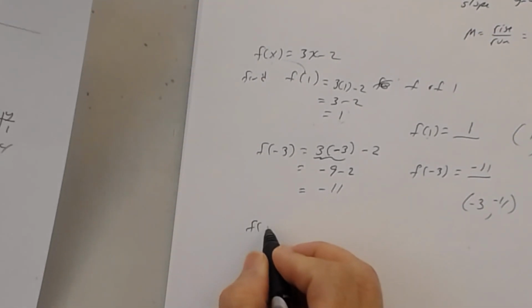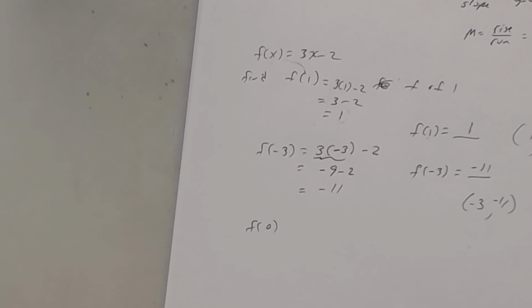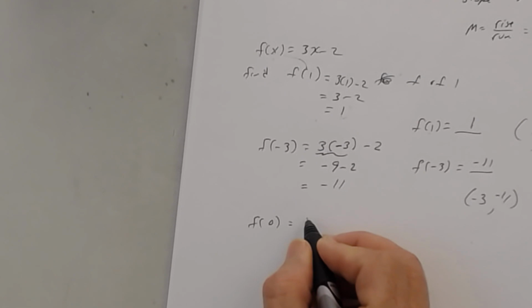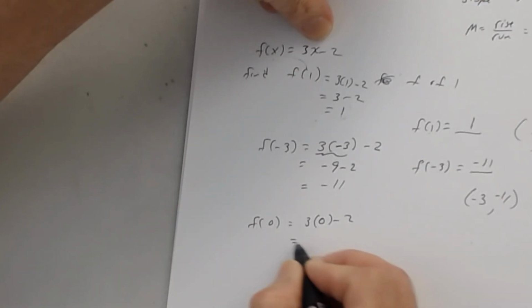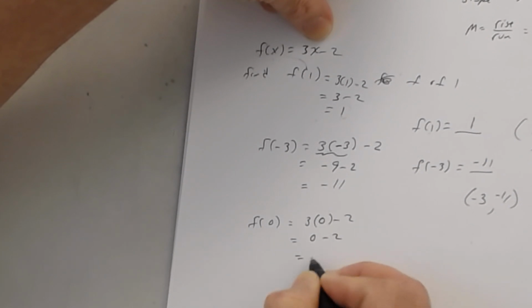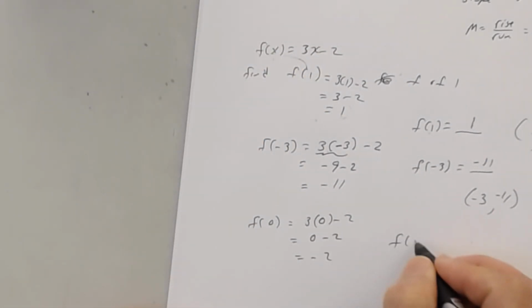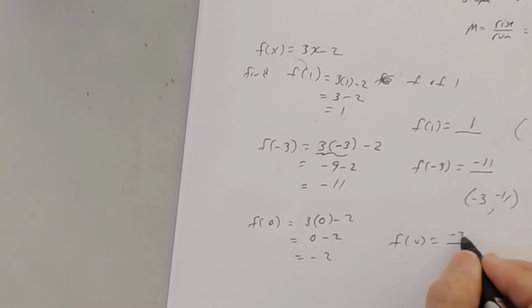Let's find f of, let's say, 0. How do you find f of 0? You plug in 0 for x. So you're going to say 3 times 0 minus 2. What's 3 times 0? And what's 0 minus 2? Negative 2. So you would say f of 0 equals negative 2. So if you were to look at that point on that graph, that would mean that when x is 0, my y value is negative 2. That's what that means. Okay? All right, let's look at this one.